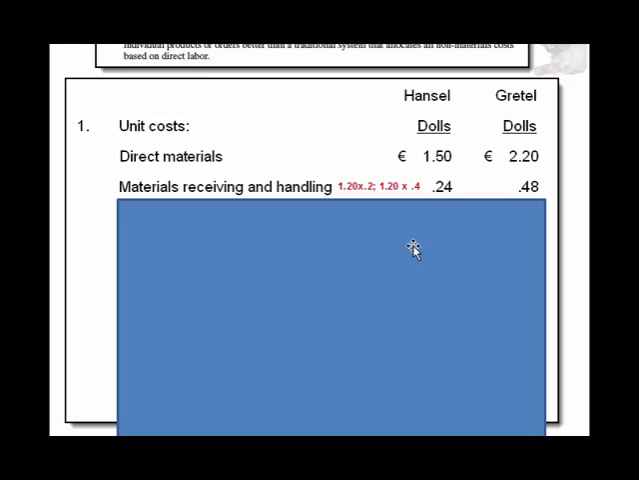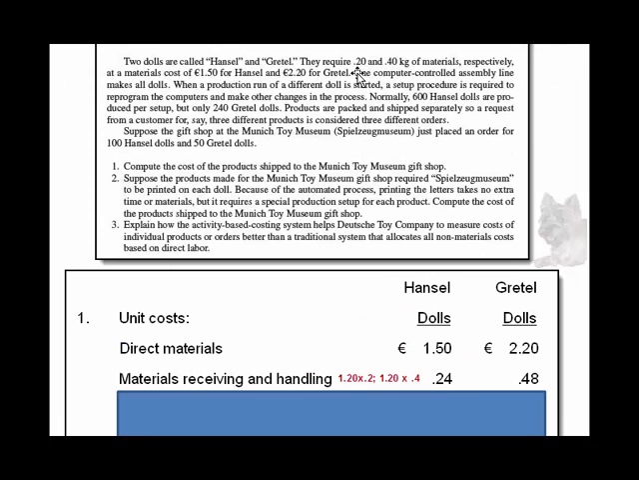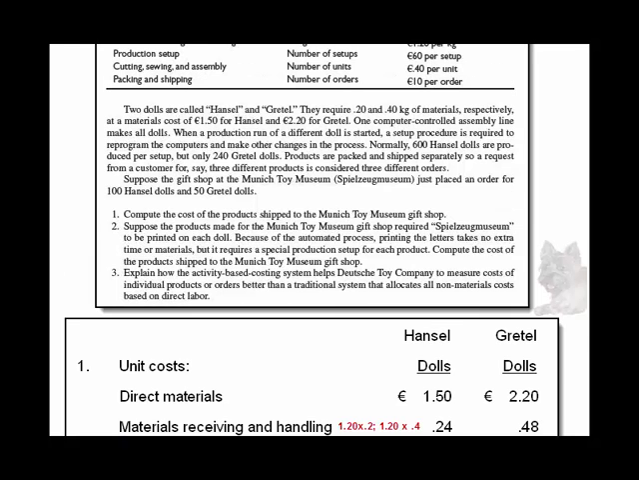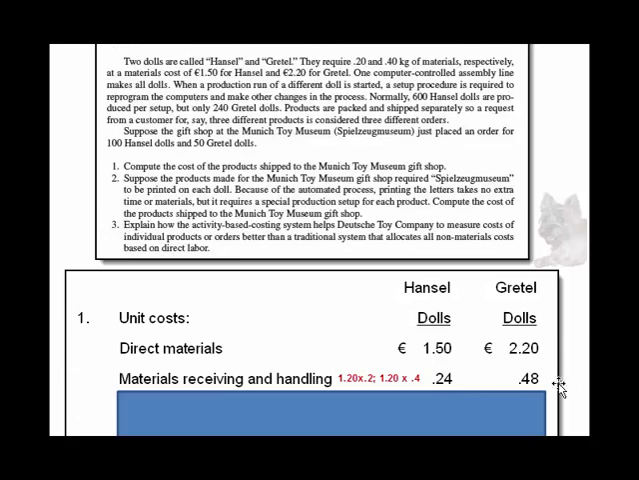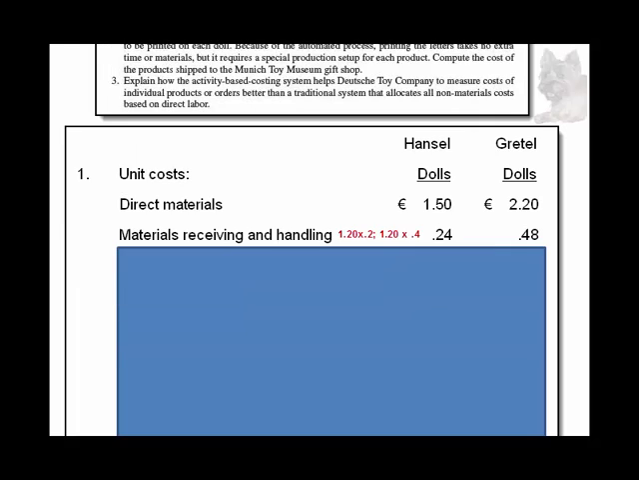Well, how do we come up with that? They gave us that material and receiving cost was $1.20 per kilogram, and we use 0.2 for Hansel and 0.4 for Gretel. Let me slide up and show you that right there. They require 0.2 and 0.4 kilograms of material at a material cost of $1.50 and $2.20. But we're talking about material receiving and handling, and they told us that the cost driver is kilograms of materials at $1.20 per kilogram. So that's where we come up with that fancy math. And really, that's about the only thing tricky on part 1.